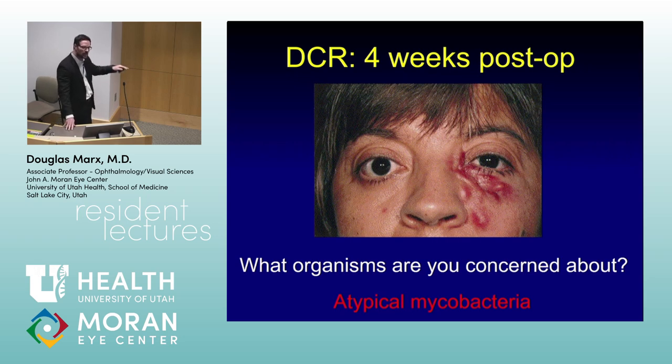So something that occurs about a month later, you start thinking about things like atypical mycobacteria. If it's acute, it's going to be staph or strep, and it's extremely rare. But if it's a month out, atypical mycobacteria.